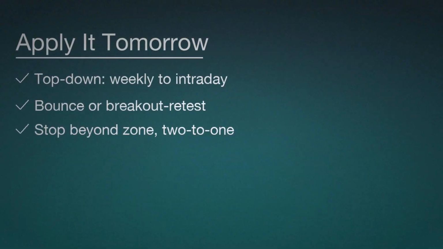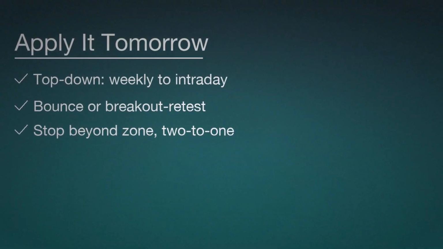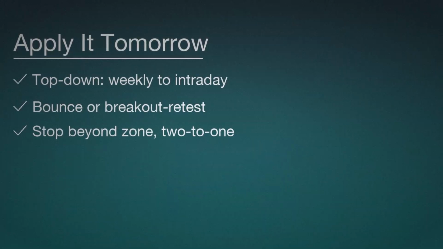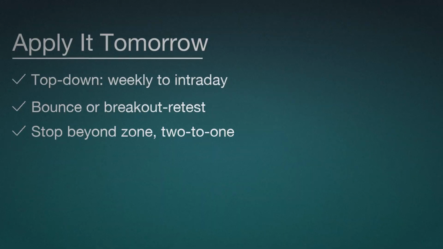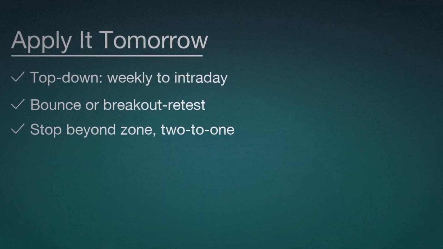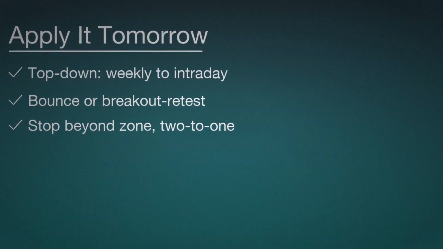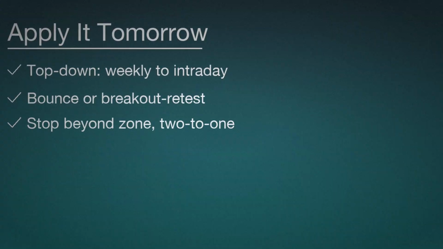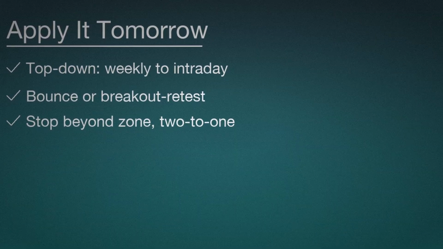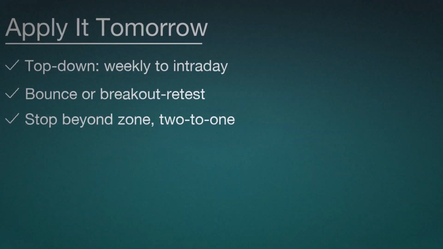Tomorrow, open your top 3 tickers on the weekly first, then daily, then your trading time frame. Mark only the levels with 3 or more touches and a clear volume response. Draw trend lines using wicks, demand 3 points. Wait for either a bounce with a reversal candle or a breakout with a close and volume, then retest. Stop beyond the zone, target the next structure, minimum 2 to 1.